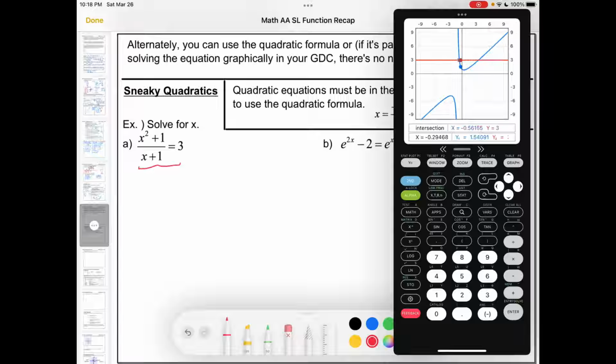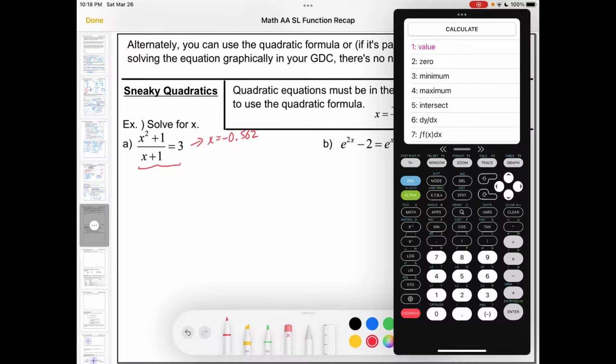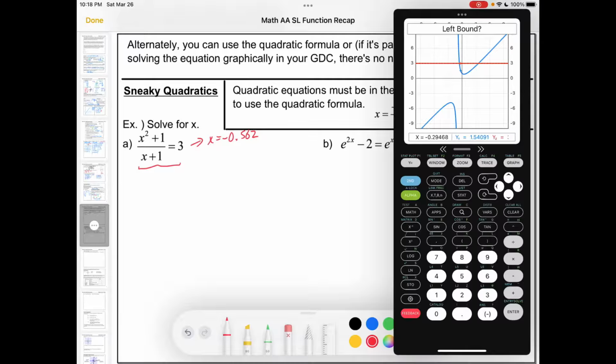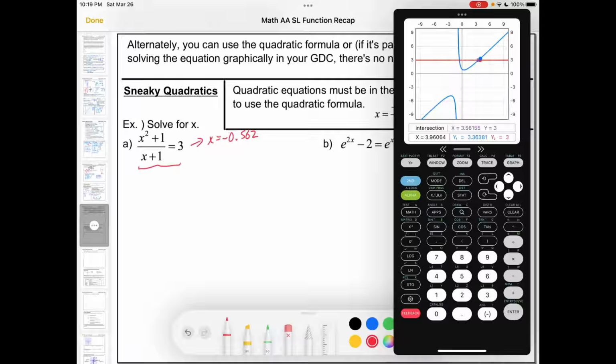And it may be hard to see there, but in purple it's telling me that x is equal to negative 0.562. I press second trace, do the same thing, and hunt down that other intersection. I go a little to the left, a little to the right. This may be a little bit different on your calculator because I'm on an emulator, but we get 3.56.